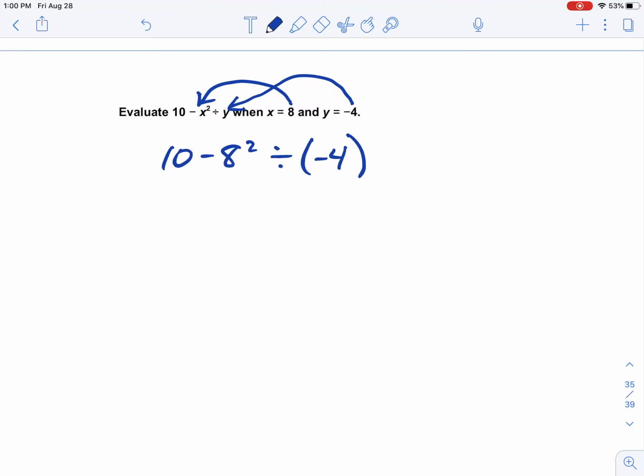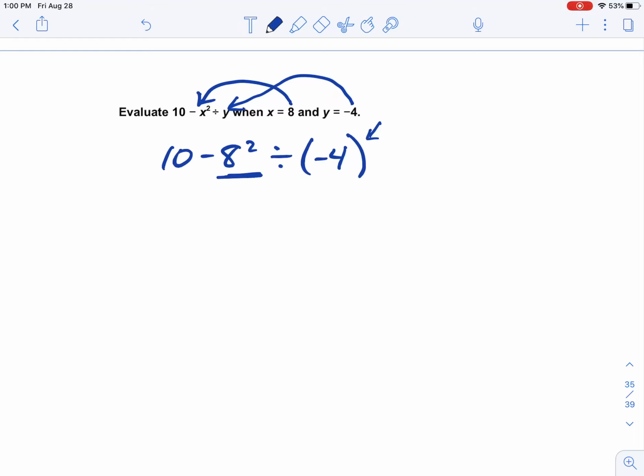So the first thing in the order of operations is parentheses, and we really do not have any. I know some of you are thinking I have a parentheses right there. The only reason I put parentheses around the negative 4 is to separate it from the division sign. So that's the only reason I'm doing that. So it's not together with that division sign.